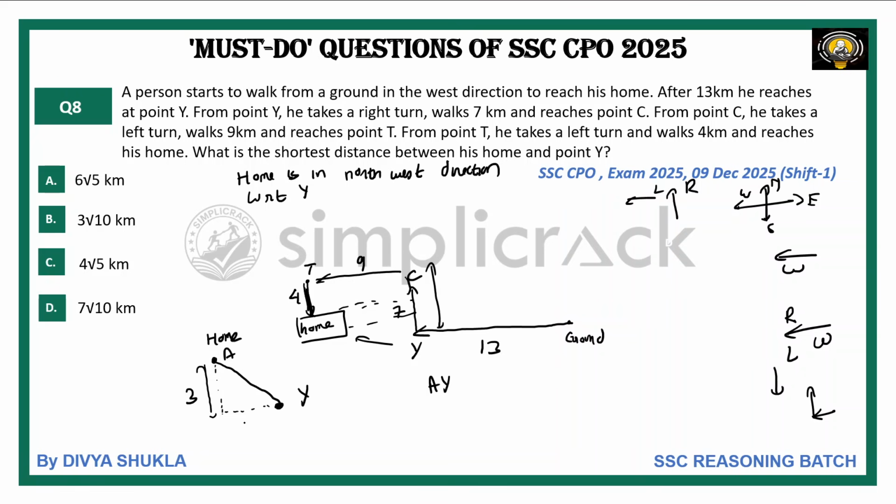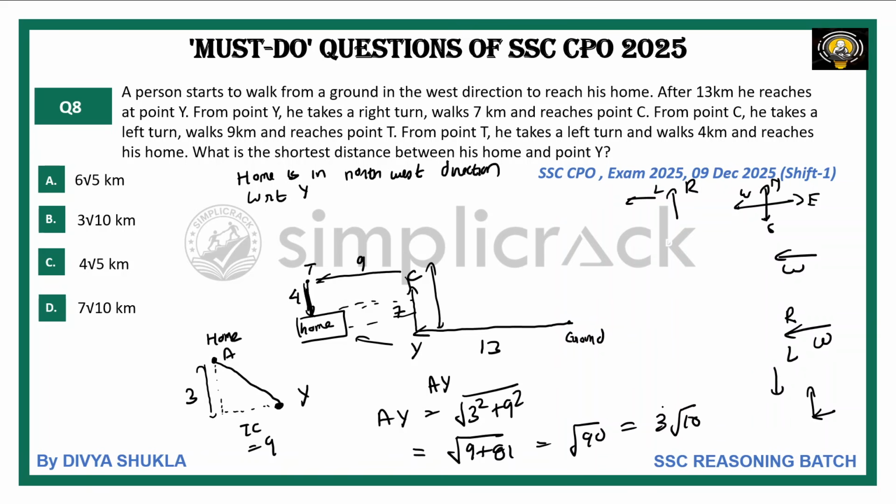And how much is this distance? You can see this much distance is equal to TC, that is 9. So the value of AY is square root of 3 square plus 9 square, because we would be applying the Pythagoras theorem. That's how we can find the shortest distance. So we would be getting 9 plus 81, that means root 90. That means we can get the value of 3 root 10. Option B is the correct answer for this question.